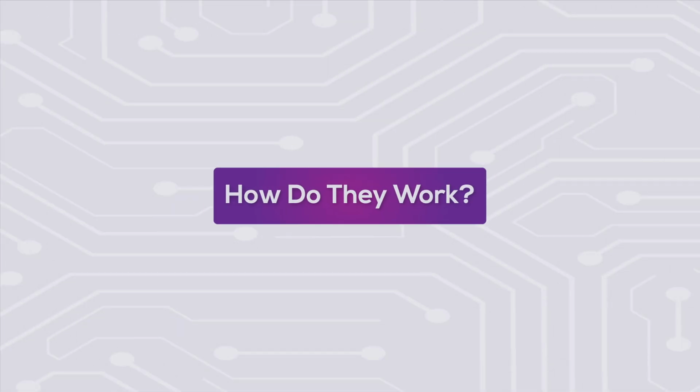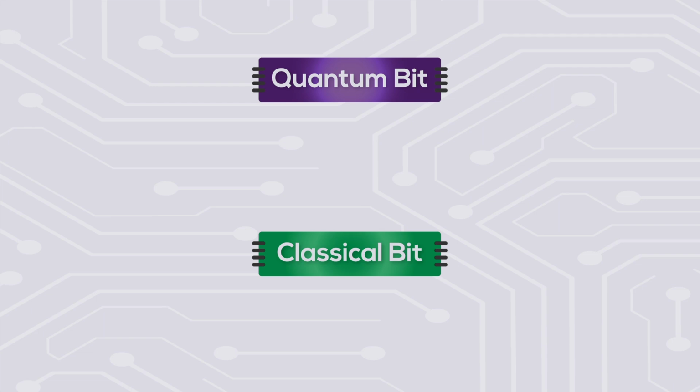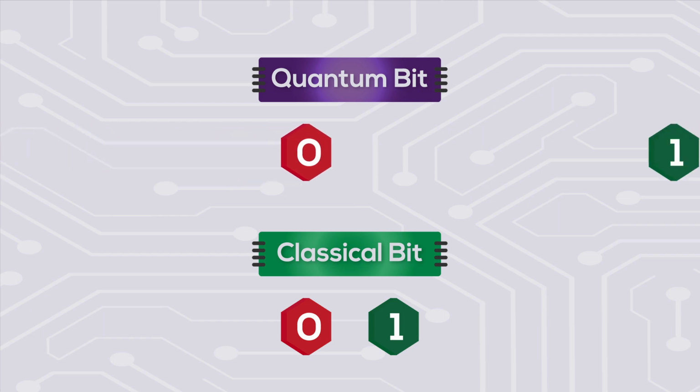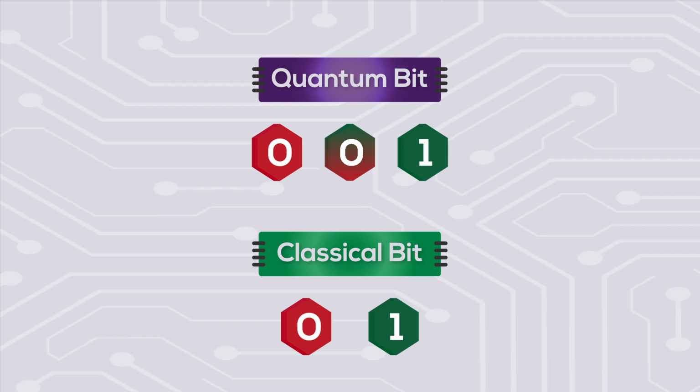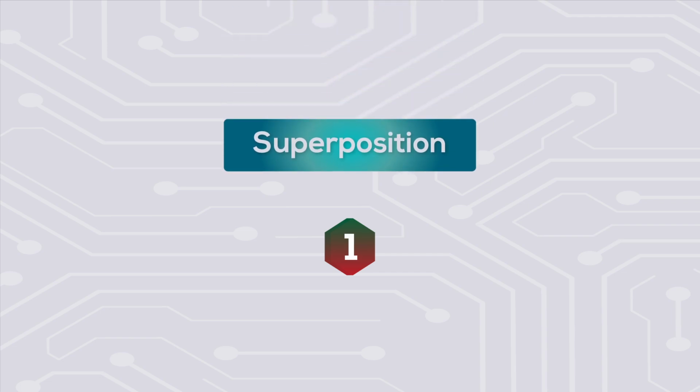How do they work? Quantum computers use quantum bits or qubits, unlike a classical computer bit, which can either be at a state of 0 or 1. A qubit can be at a state of 0 or 1 and can be in both 0 and 1 simultaneously, and this state is known as superposition.